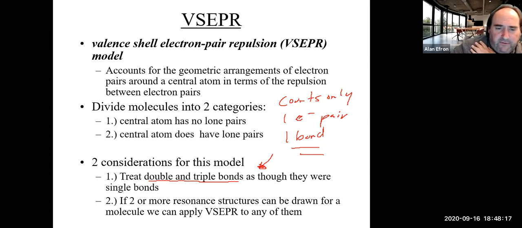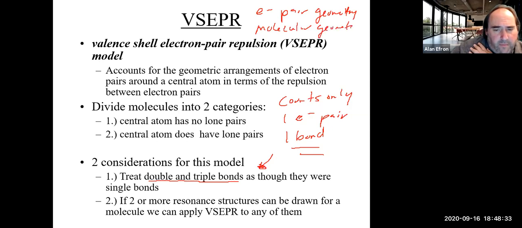We're going to talk about two different types of names: the electron pair geometry name and the molecular geometry name, which is sometimes referred to as the shape.